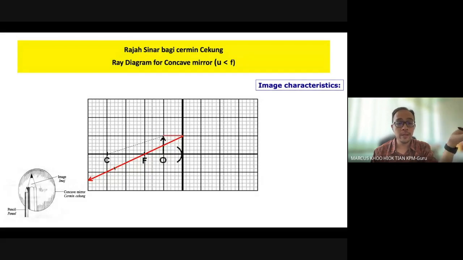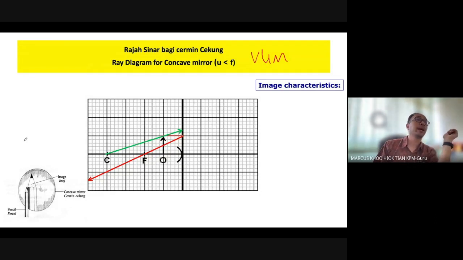Okay, and then the second one, you can do the F if you want, but it's very hard because you're in front of the F already. So better to do the center one. Okay, draw the center line, through the center. Notice that over behind here, it's going to go further and further apart, so we don't want that. And we are expecting a virtual, upright and magnified image.